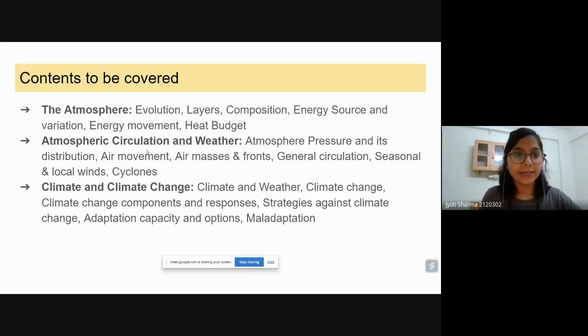So today I will talk about the atmosphere, how the atmosphere evolved, what the different layers of the atmosphere are, the composition, the source from where the atmosphere gets heat and energy, how the energy moves within the atmosphere, and what the heat budget or energy budget is. So this will be the first session.